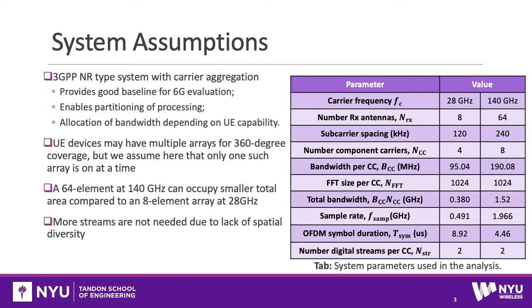On the table on the right, you can see the parameters for a practical deployment at 28 GHz and for a hypothetical system at 140 GHz. We took some reasonable approximations, such as the number of antennas, because the number of antennas at 140 GHz will occupy the same physical space as the one at 28 GHz. We also used two digital streams per component carrier because the system lacks spatial diversity.